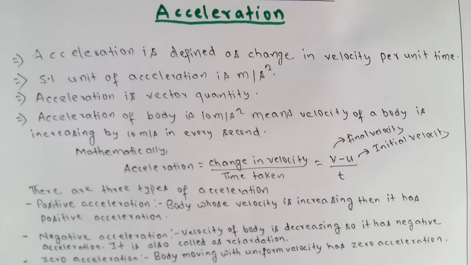So these are the three types of acceleration. In positive acceleration, velocity is increasing. In negative acceleration, velocity is decreasing. And in zero acceleration, velocity remains constant; it neither increases nor decreases. So in zero acceleration, the body is moving with uniform velocity, that is constant velocity. So this is all about acceleration.